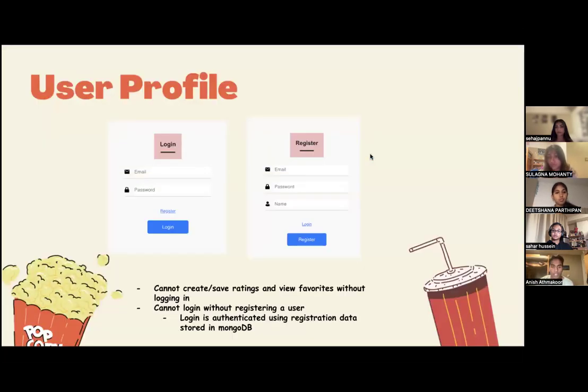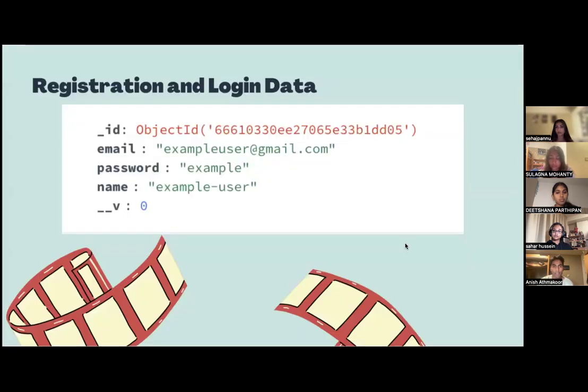So before the user can create or save any ratings or view their favorites, they have to log in, but they can't log in without making a user first. This is because the login authentication comes with the registration data, so it verifies the registration data and allows the user to log in. So an example of how that looks is here, where we store the email, password, and name for the user, and various components of this user and registration data are used in different parts of the website.